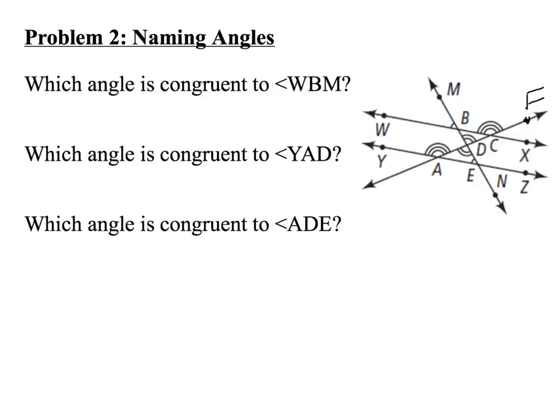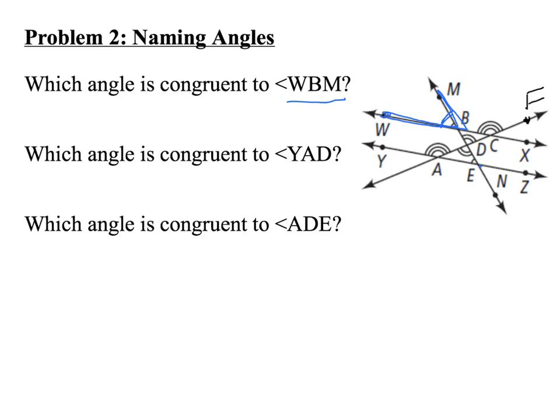So I'm looking at this picture over on the right. There's a lot going on there, and it might look confusing, but you just take it one step at a time. So my first question says, what angle is congruent to WBM? And remember, that's the way that you trace out your angle. So here's my W, here's my B, and here's my M right here. At that angle, it only has one arc.